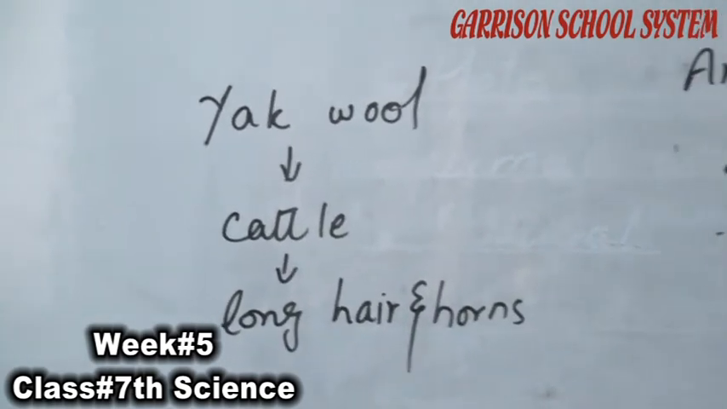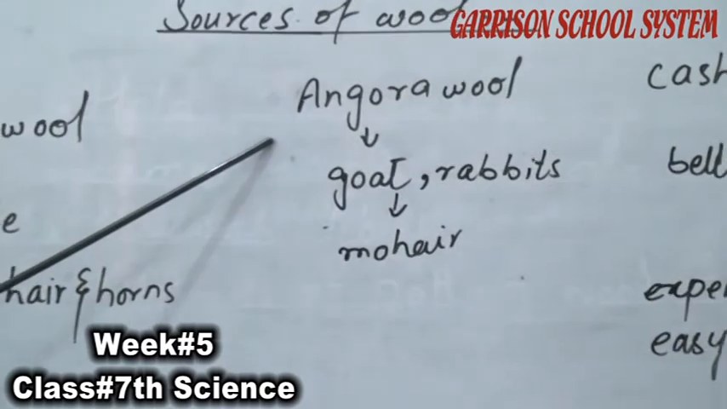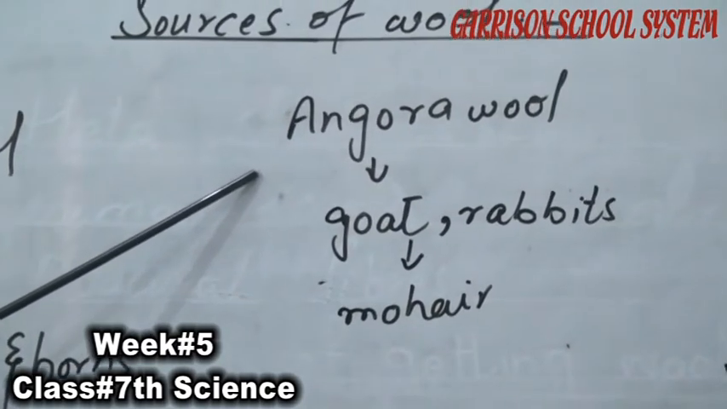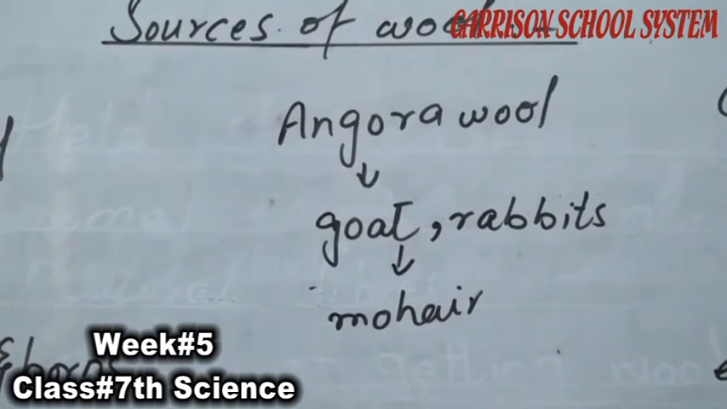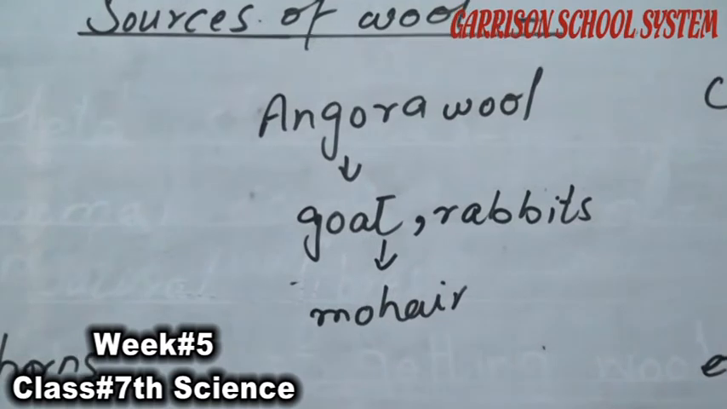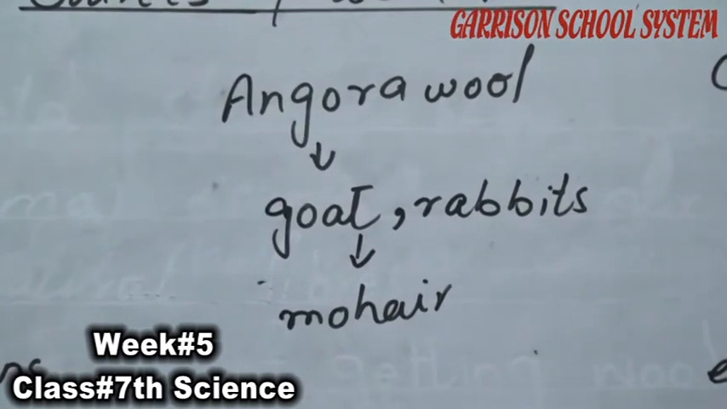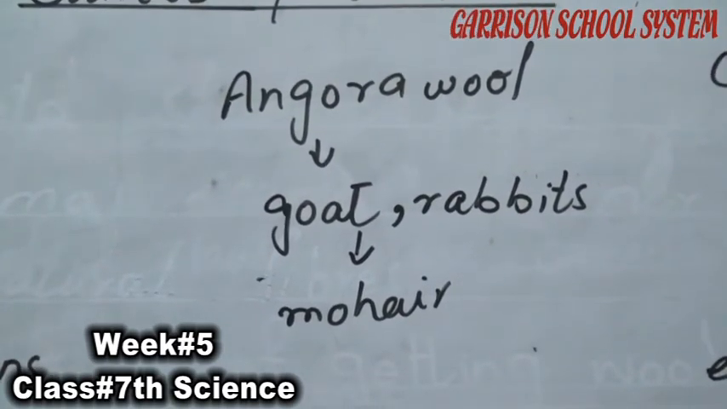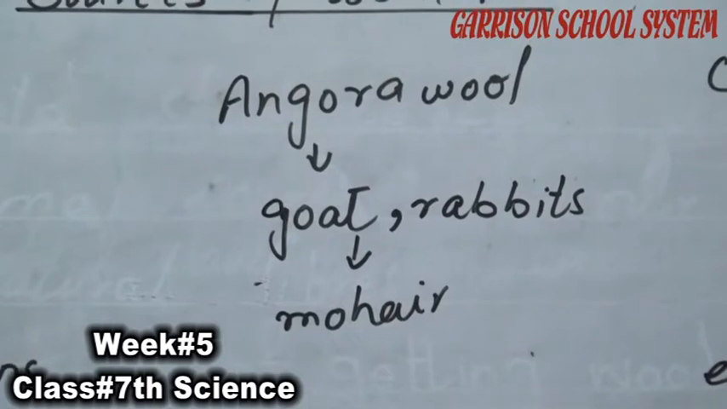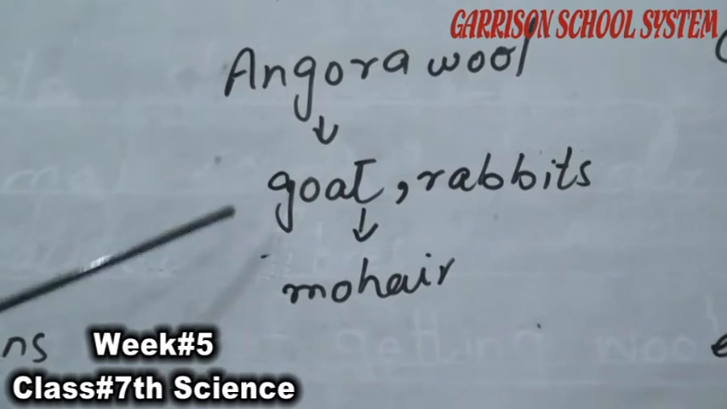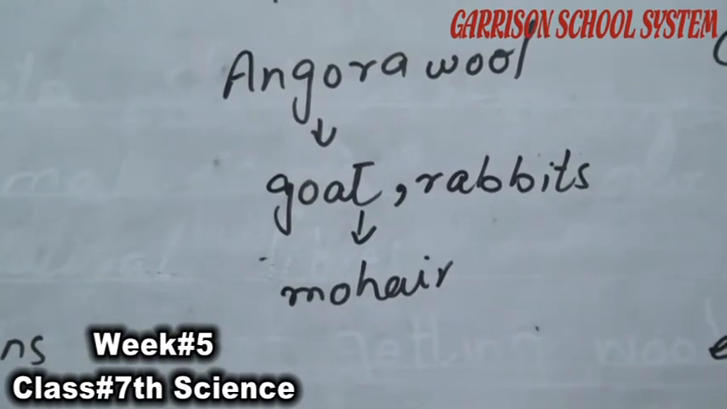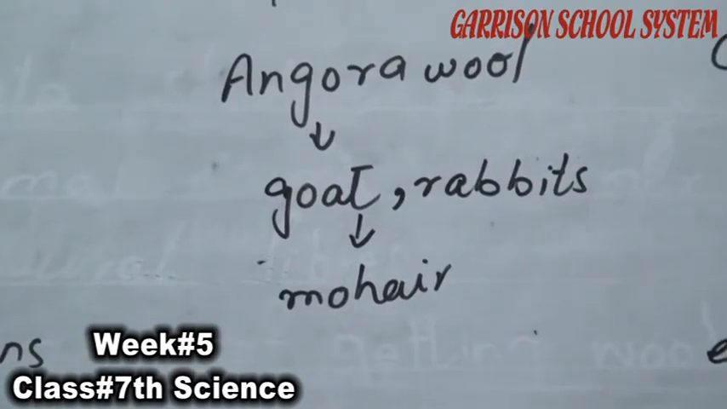After that, the Angora wool. Angora wool normally we get from the Angora goat or the rabbits also. They are normally found in the hilly regions. Angora wool is extremely soft, warm and fluffy. The fibers from the Angora goat are called mohair. Mohair are the fibers that we get from the Angora goat.